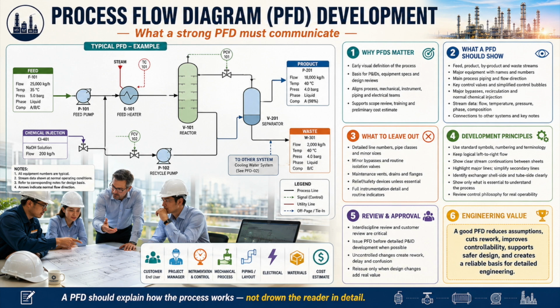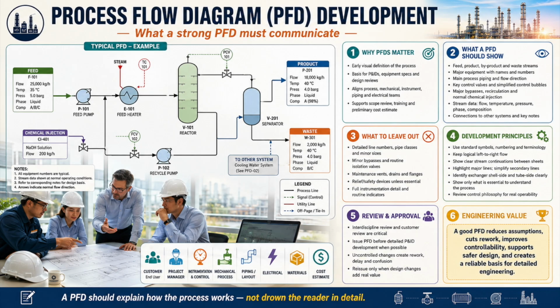That interpretation becomes assumptions. Assumptions become design changes. Design changes become rework, delay, and cost. A strong PFD answers four fundamental questions. What enters the process? What happens to it? How is the process controlled? What leaves the process? It presents the major equipment, connecting flow paths, operating conditions, material transformations, and primary control functions required to understand the process.